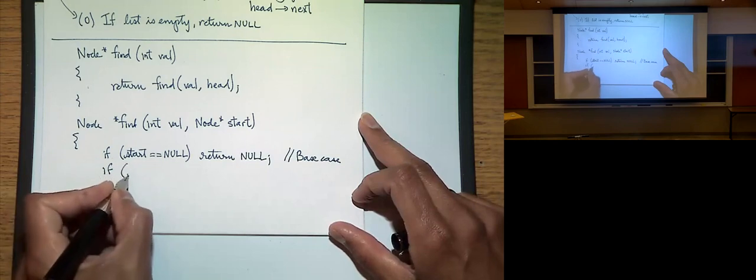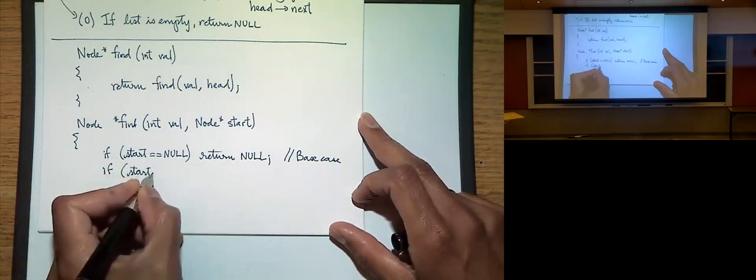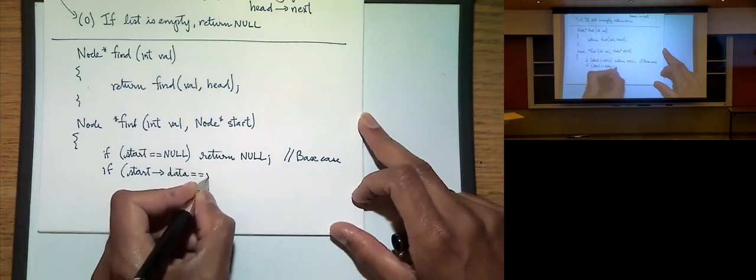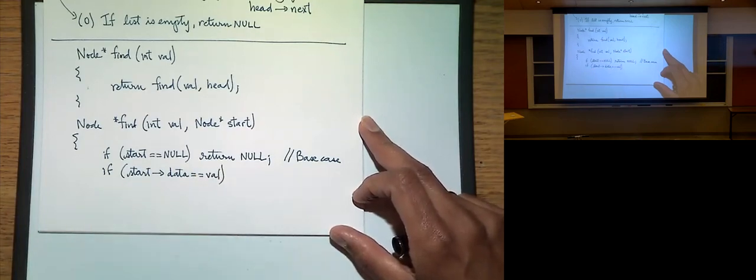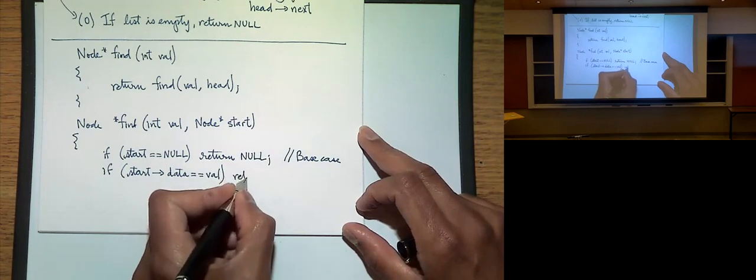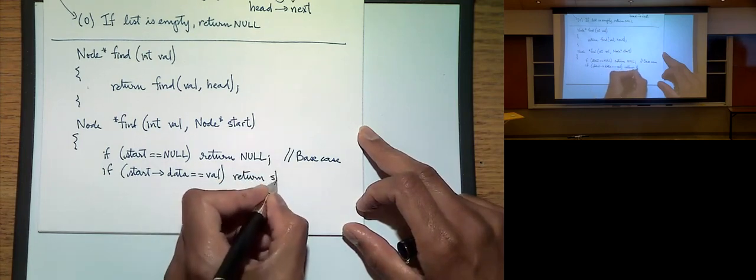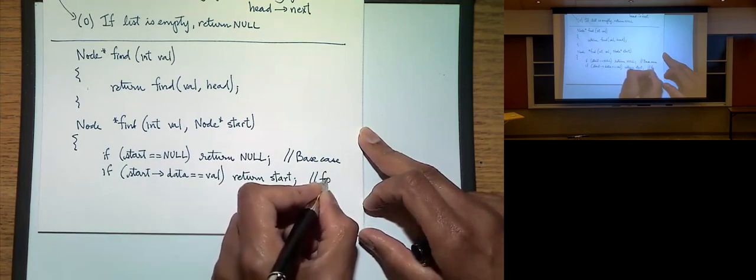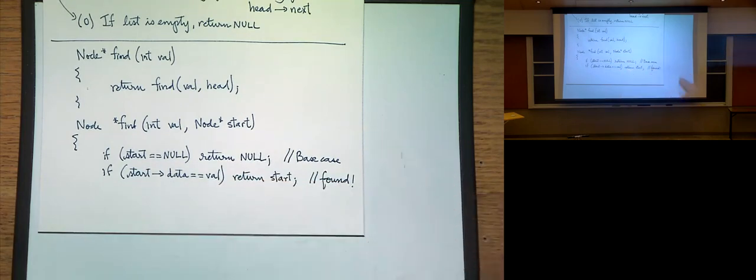If start arrow data is equal to the value, return start. Right? So this is found. And now for the last line. So I have to now return something.